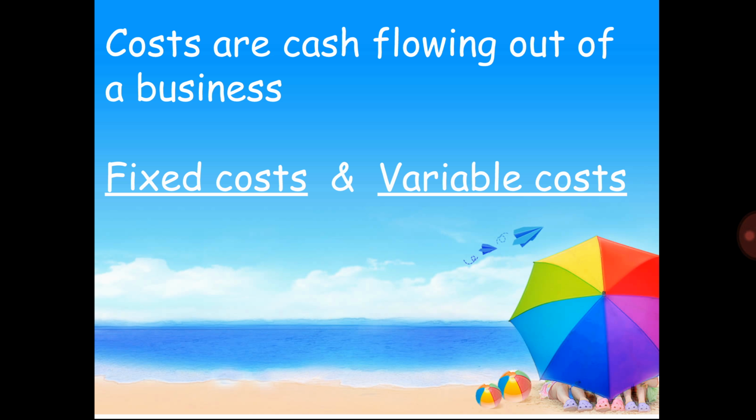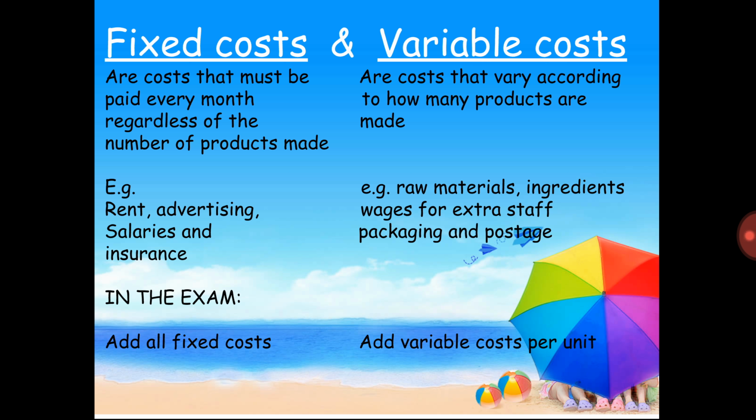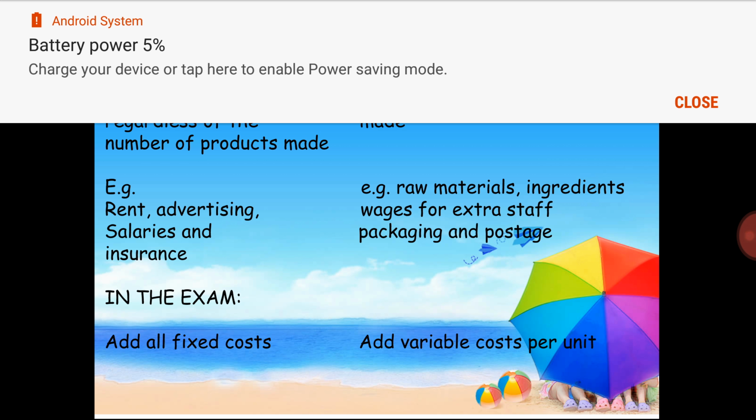And of course, there's two different types of costs. There's fixed costs and variable costs. Fixed costs are costs that must be paid every month, regardless of the number of products made. So, for example, things like rent, advertising, salaries, insurance, they have to be paid whether any products are made or not. Now, in the exam, you may very well be given total fixed costs. If not, you might be given a few items that are fixed costs and you'll have to add them up.